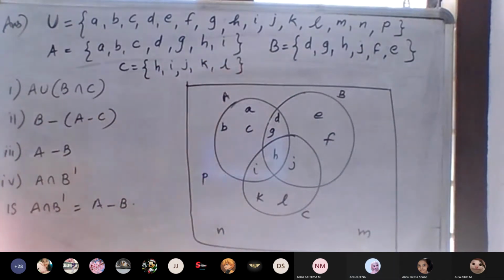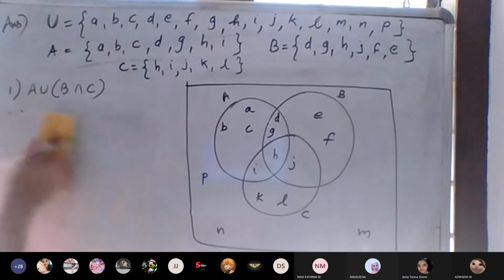Completed these questions, no? First, we have to find out A union B intersection C. So for that, we have to find out B intersection C. What will be B intersection C?